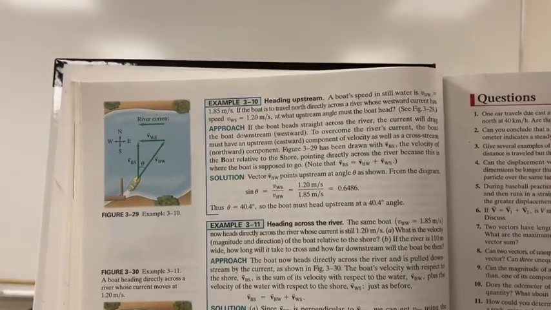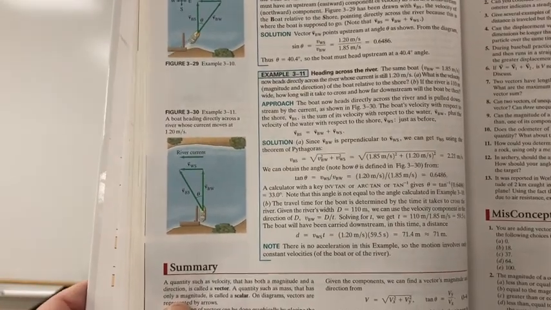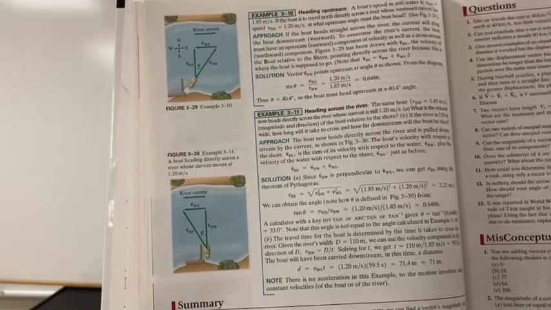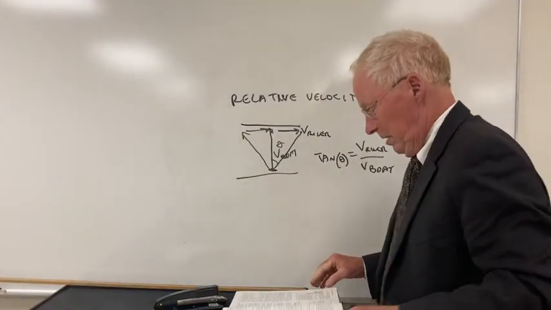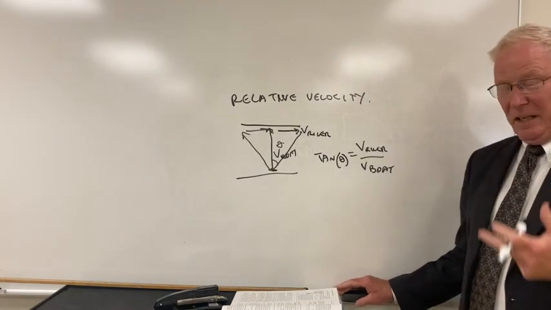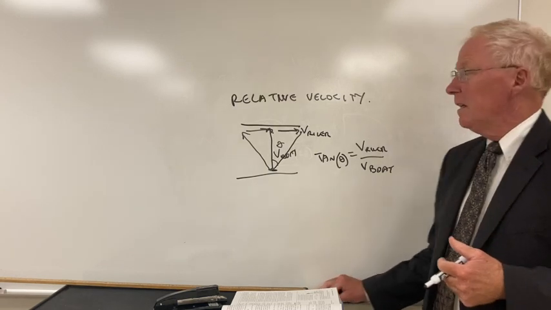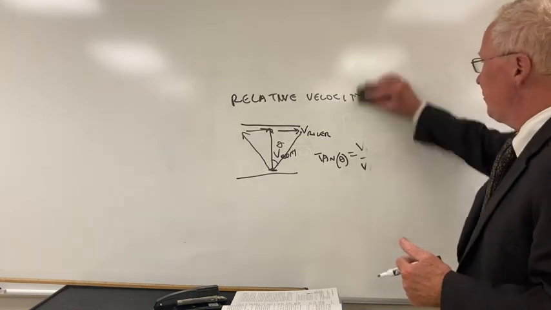All right, in one case, you aim straight across, you get drifted downstream. The second case, you aim upstream, so you end up going right where you want to go across the river. Okay. So, again, keep in mind your sine, cosine, and tangent functions as far as that's concerned. And that's chapter 3.